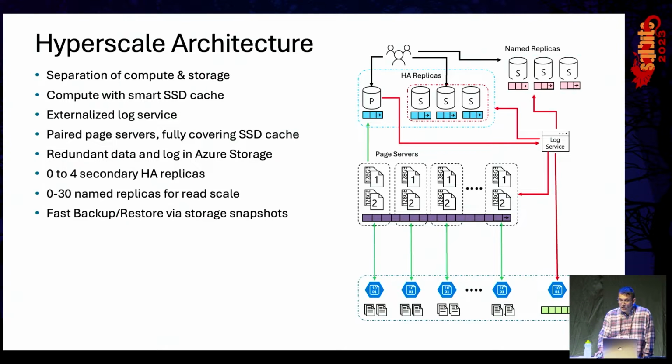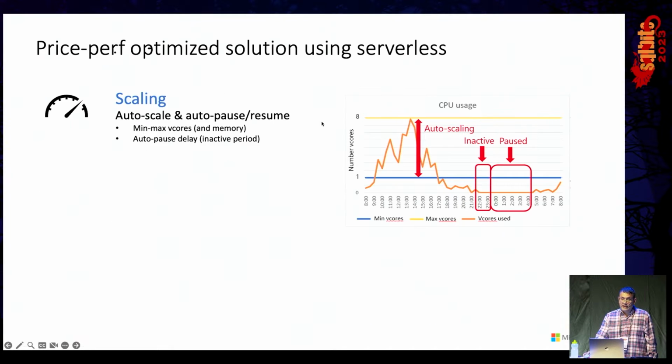And there is another concept for Hyperscale called named replicas. If you want to isolate a particular tenant, you can have it on different cores than the primary compute. You can have it on a different logical server with different security. So that gives you some options to play around with, right? So that's kind of the Hyperscale architecture in a nutshell.